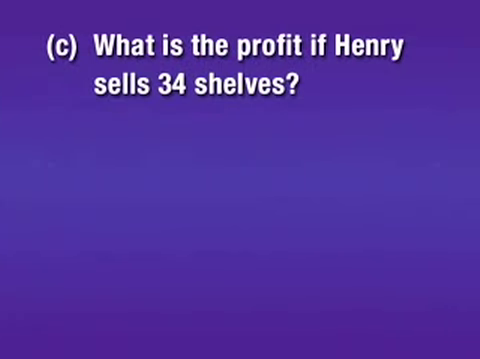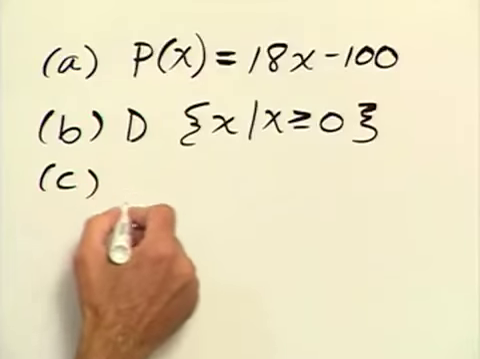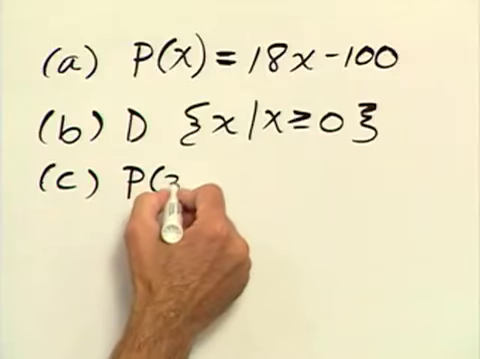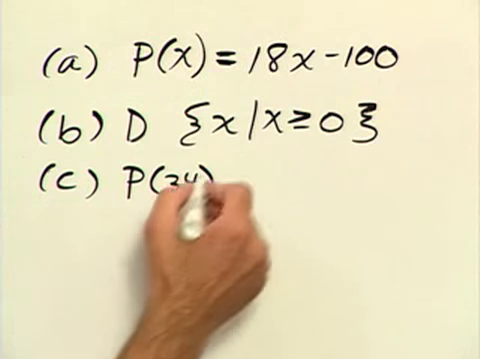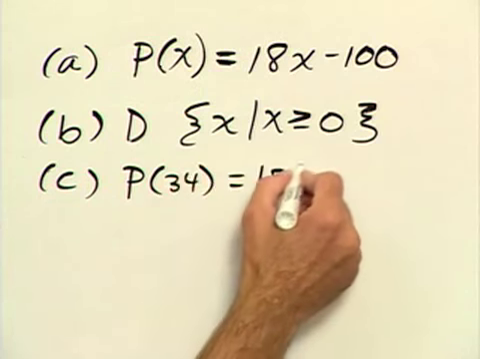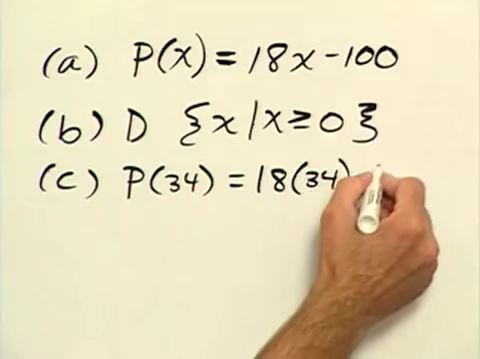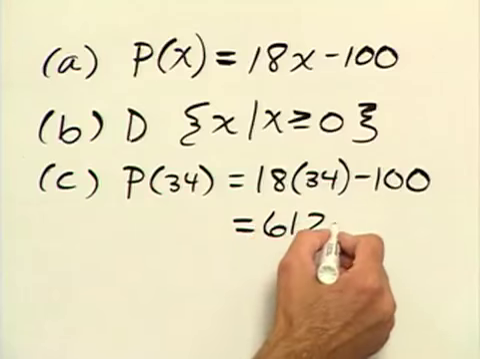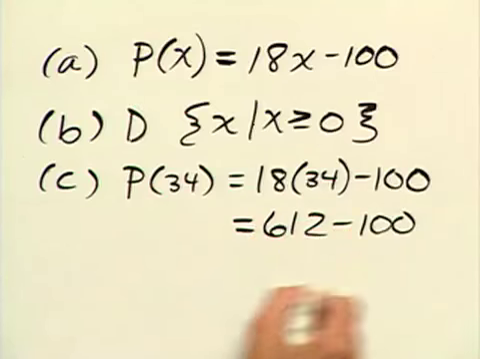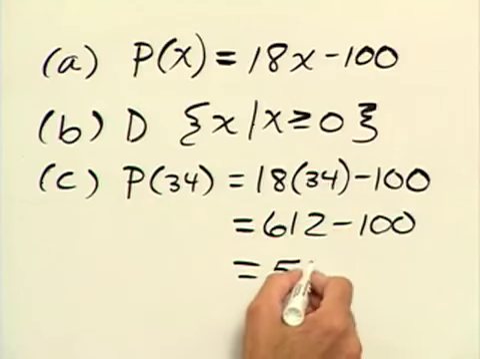Now part C says, what is the profit if Henry sells 34 shelves? So for C, we need to evaluate P of 34, meaning how much profit will Henry have if he sells 34 shelves? So P of 34 is equal to 18 times 34 minus 100. Now, if I simplify this, 18 times 34 is 612 minus 100, and this is equal to 512.